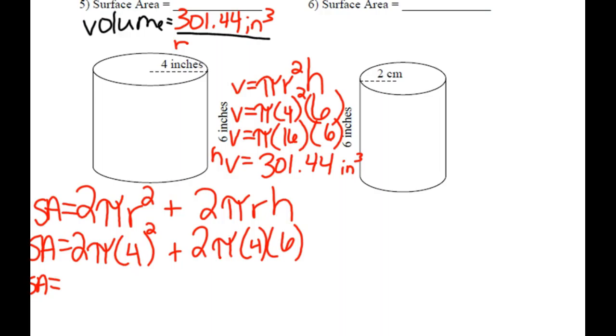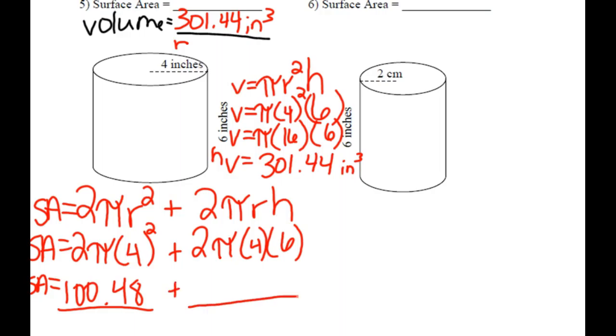So 2 times pi times, I know 4 squared is 16, so I'm multiplying 2 times 3.14 times 16, and I get 100.14. Again, do not forget to square the radius.